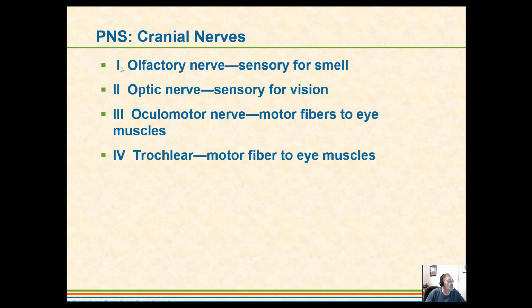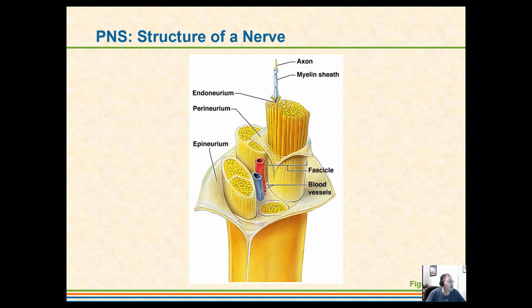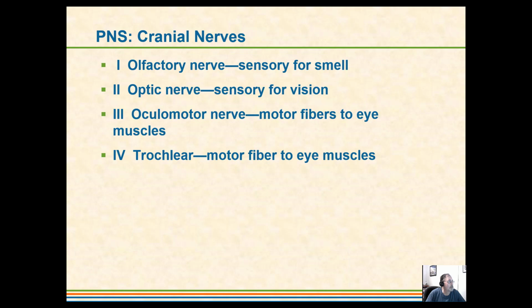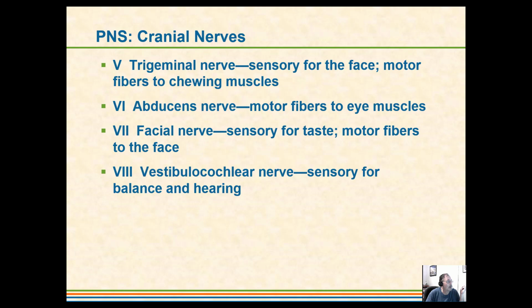Now, you don't need to know that cranial nerve 1 is the olfactory and 2 is the optic, but I do expect you to know what the name of the nerve is and what it does. Also, I want you to know which ones are sensory and which ones are mixed. So we've already said olfactory is sensory, optic is sensory, and we've got the vestibulocochlear, which is also sensory.